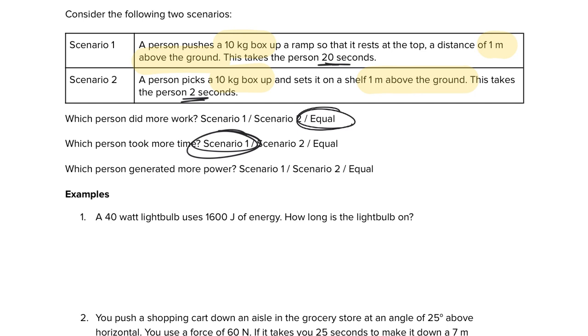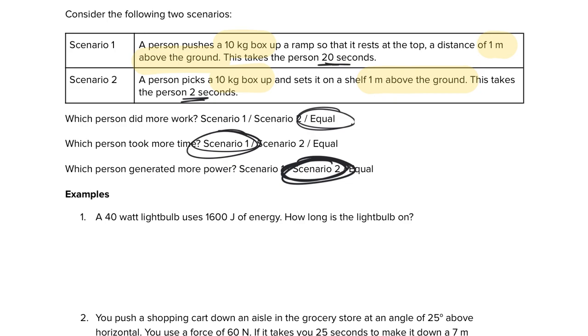All right, hopefully you came up with the person that had more power is the one that was able to accomplish the work faster, and that is in scenario two. The idea of power isn't that someone is necessarily doing more work, it's that they're doing work faster. It's about the rate that that work is happening, or that that energy transfer is happening.